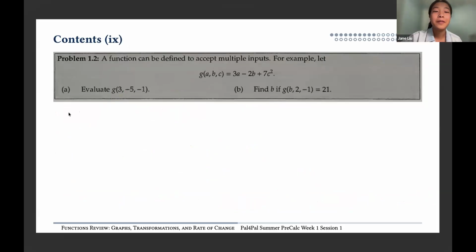Okay, so now that we know a basic function, a function can be defined to accept multiple inputs. For example, let's see this function as g of a, b, and c equals 3a minus 2b plus 7c squared. So do you guys want to try question number 1 and type the answer in the chat?